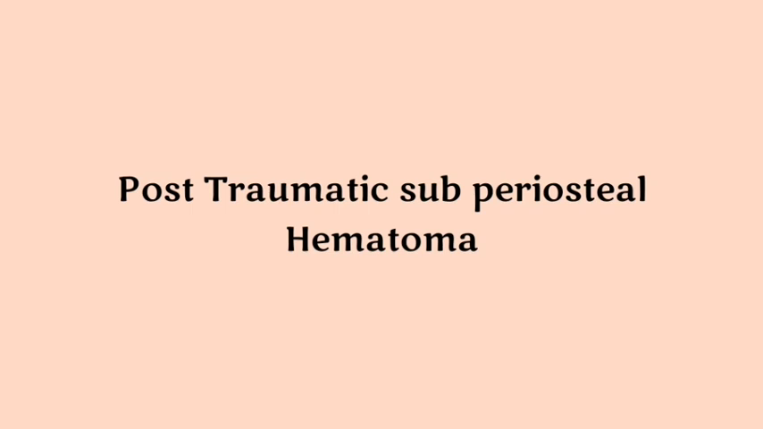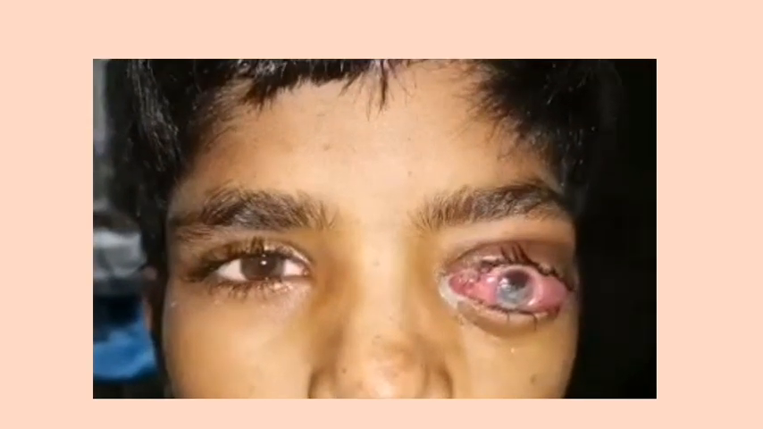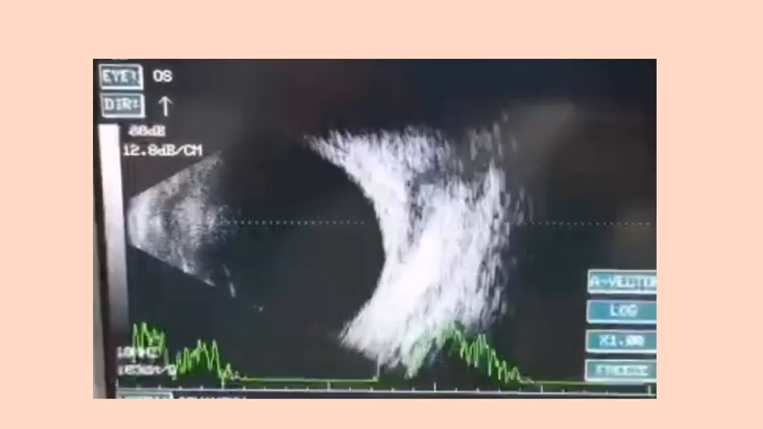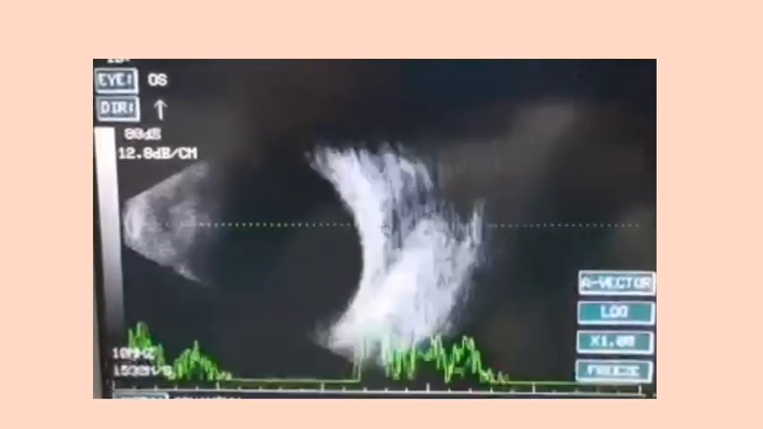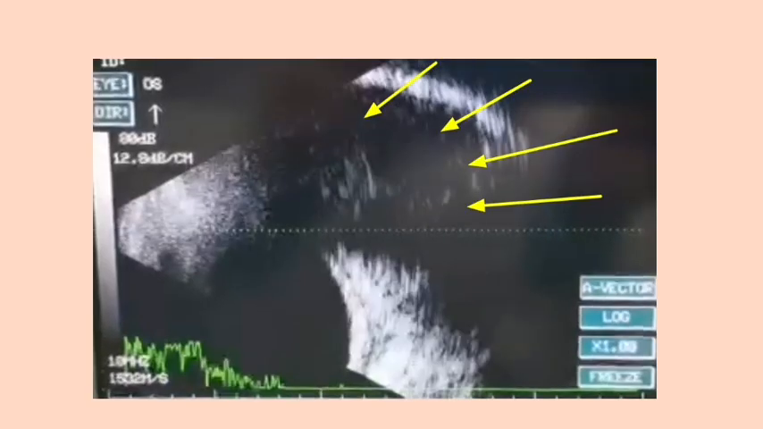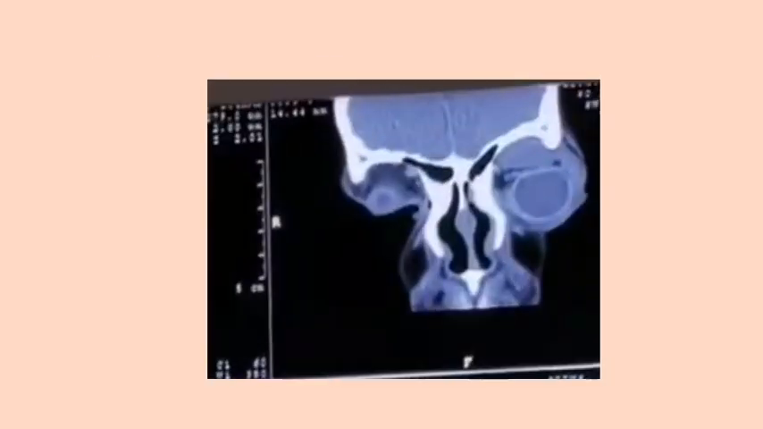Moving to post-traumatic subperiosteal hematomas, as the name suggests, they are collections of blood in the subperiosteal space. They usually happen after trauma. So here is a case: an 11-year-old child with sudden onset ptosis. On ultrasound, we found that there is a collection of fluid in the subperiosteal space.